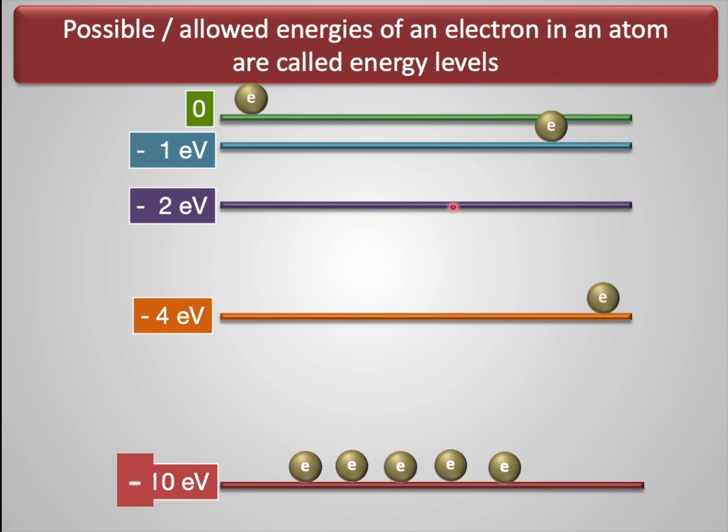If it jumps from -4 to -10, the gap is not as big as before. So it will emit a small energy or small frequency photon which might be resulting in a green color light. As we have seen before, electrons can even jump in 2 steps. First it's jumping from -1 to -2. As you can see, the difference in energy is really small.